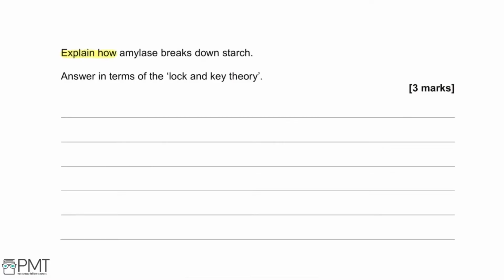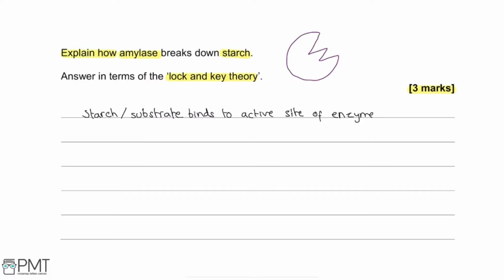Explain how amylase breaks down starch. Answer in terms of the lock and key theory, and this question is worth 3 marks. So what happens here is the starch, which is the substrate, binds to the active site of the enzyme, which is amylase. So enzymes have a specifically shaped region, and this is what is meant by the active site. In turn, the substrate also has a specifically shaped binding site, and it is complementary to the active site of the enzyme, so it fits together kind of like 2 puzzle pieces.